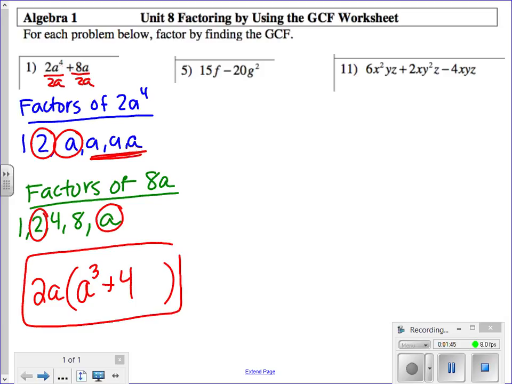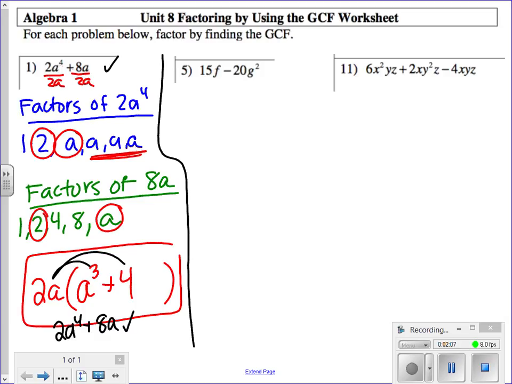If you wanted to check your work, you can distribute the 2a to each term inside the parentheses, and you'll see that 2a times a cubed is 2a to the 4th, and 2a times 4 is plus 8a. That is exactly what we started with up above, so you know you factored correctly.